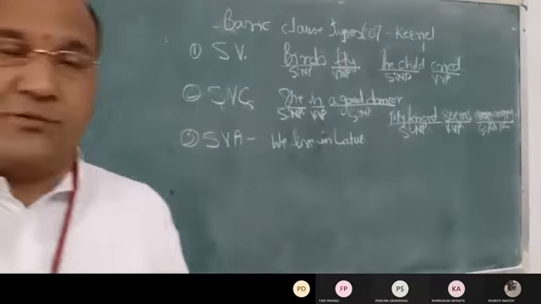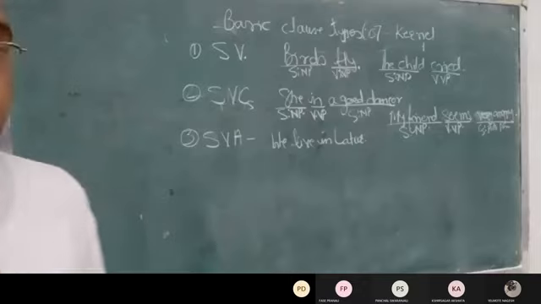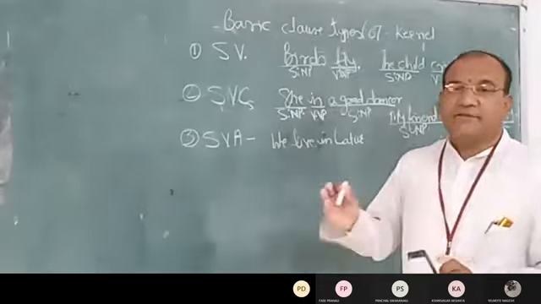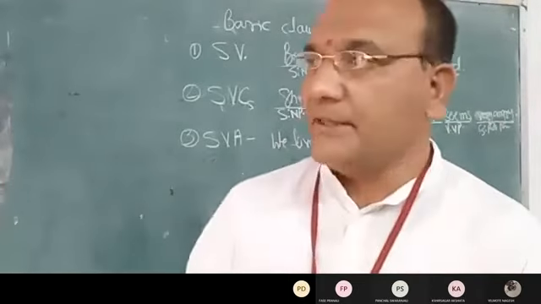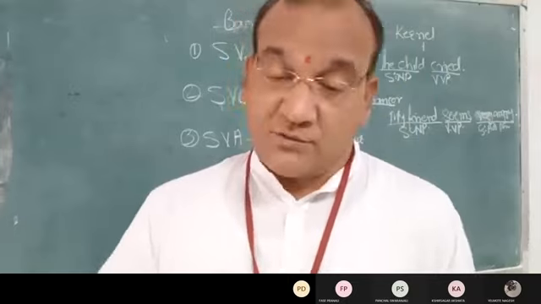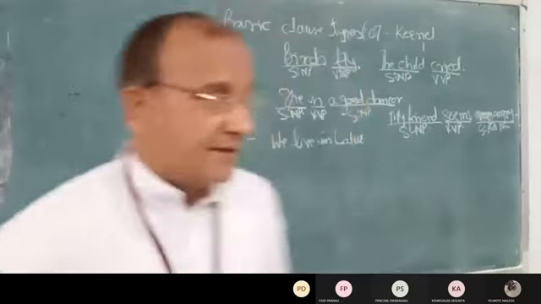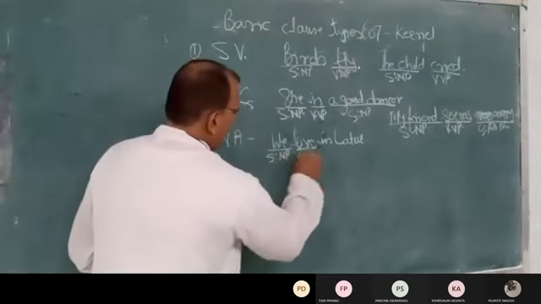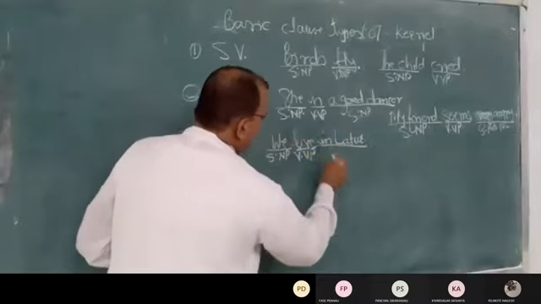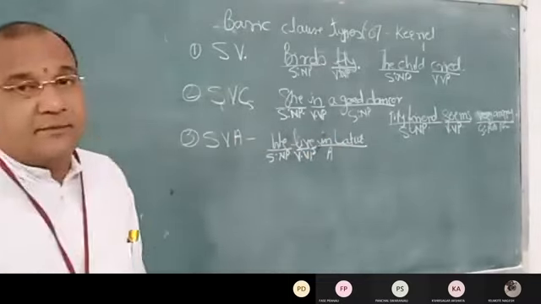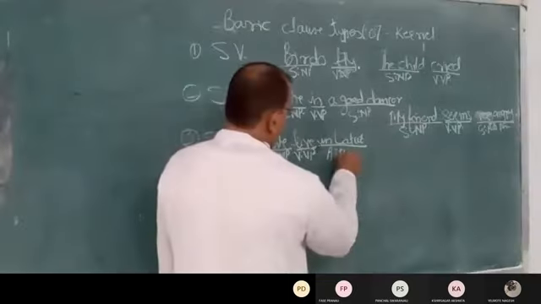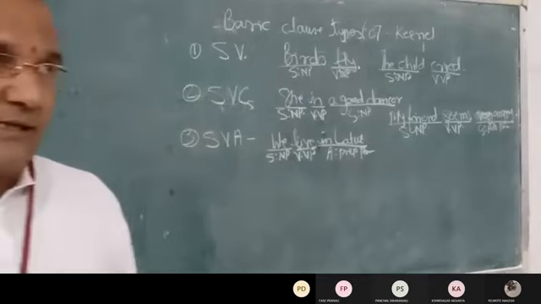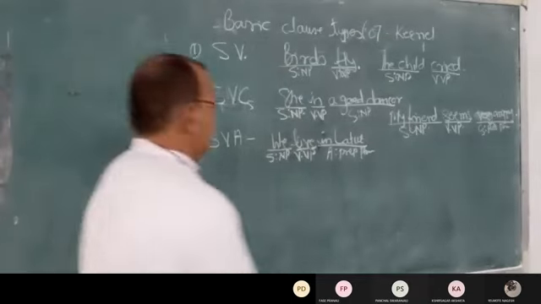We live in Lahore. Now, if I put a full stop here, will it be a complete sentence? We live. Will it be a complete sentence? No. Where information is necessary, that's why it is SVA. We is the subject, live is the verb, and in Lahore is a prepositional phrase. SVA as a structure.